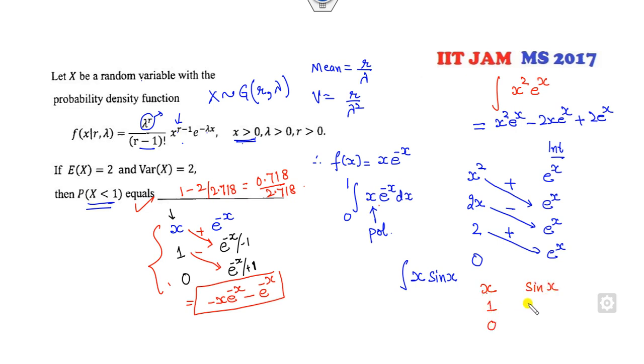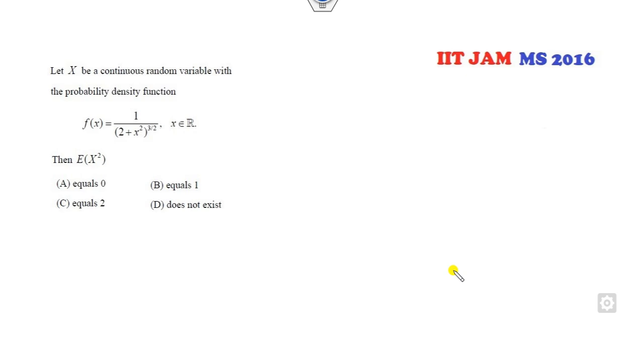You can use the derivative and you can use the integration of this: minus cos x, minus sin x. Multiply them with the plus minus. So it is minus x cos x, minus minus plus sin x, is the integration of this. Anyhow, now we can move ahead.